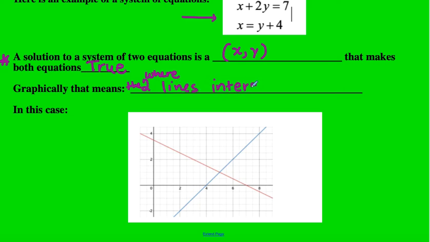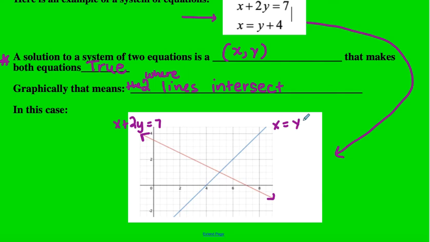I took the liberty of graphing this system in Desmos. The first line is the red line, x plus 2y equals 7. And this one is x equals y plus 4. When they were graphed, you can see that their point of intersection was right here. That's the coordinate point 5, 1. So the solution to this system by graphing, their point of intersection, is 5, 1.